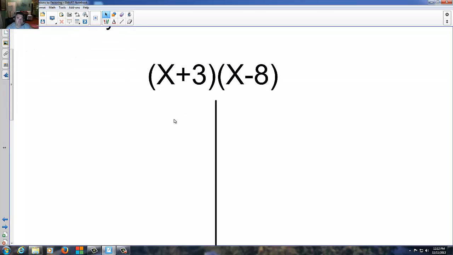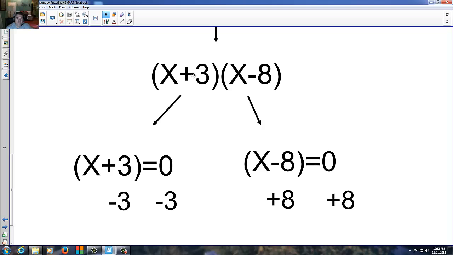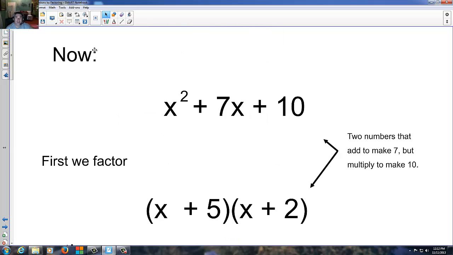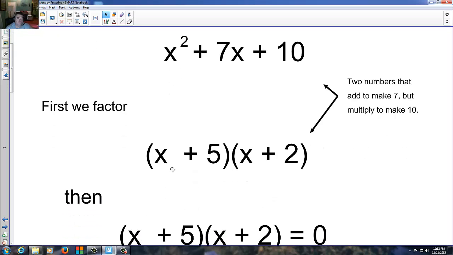Let's see how you did. Go ahead and make this instead of plus 3, minus 3, instead of minus 8, plus 8, so negative 3 and positive 8. Now, when you have this here, you already have an equation. We have to factor it first. So x squared plus 7x plus 10, to remind you, two numbers that add to make 7 but multiply to make 10. You could try 10, 1, 2, 5, 5, 2, 10, 1, and you'll find that 5 and 2 in either way will work. So x plus 5 and x plus 2.